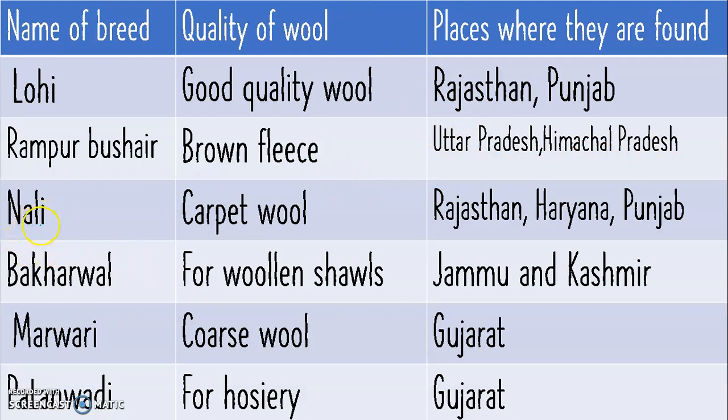So let's talk about the Nali breed now. The Nali breed is used for the carpet wool, and it's found in Rajasthan, Haryana and Punjab. Let's talk about the Bakarwal now. It is used for the woolen shawls, and it is found in Jammu and Kashmir. The Marwari sheep. It is used for coarse wool, and it is found in Gujarat. So coarse wool is the blanket wool. It gives us the blankets.